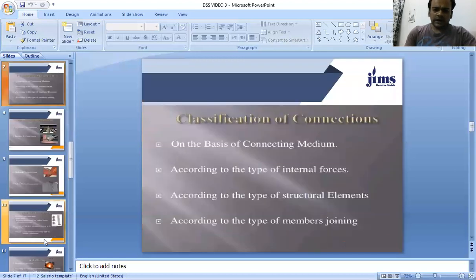Classification of connections. Connections are basically classified on the basis of connecting medium, type of internal forces, the type of structural element, and according to the type of member joining. That means the connecting medium, what kind of internal forces are generated, and what are the elements or members over which the connections have to be made.